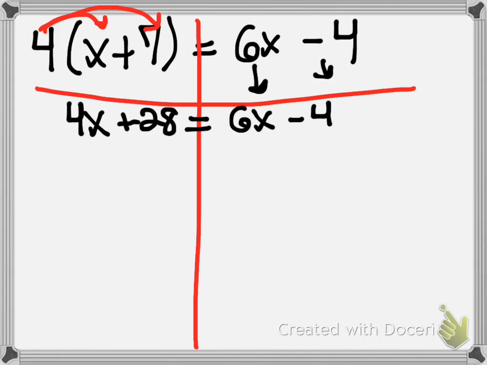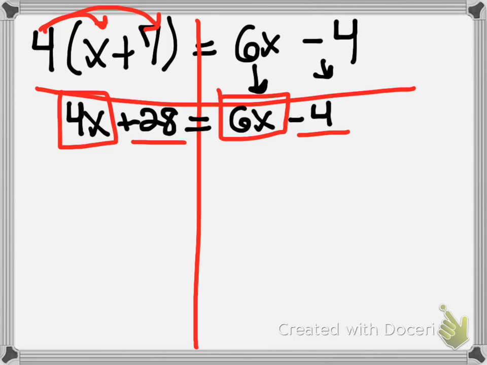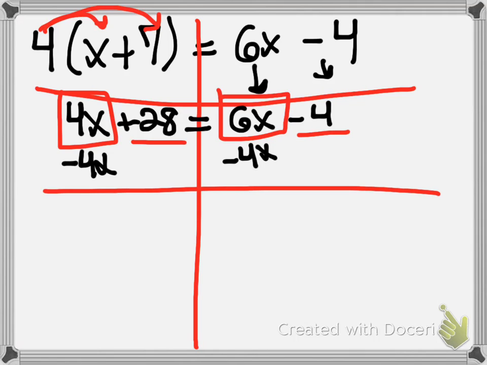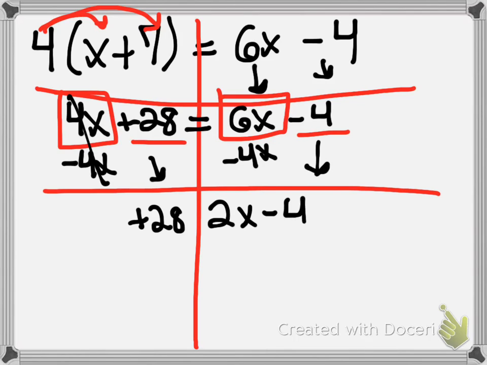Now, I can box my like terms and underline my integers right there. Well, this one is the smallest of the two variables, and that's what I always want to move first. So I'm going to do minus 4x on both sides. And what that's going to do for me is cancel this out, bring down what I did not use, which is a positive 28. 6 minus 4 is 2x. Didn't use that either, so minus 4.